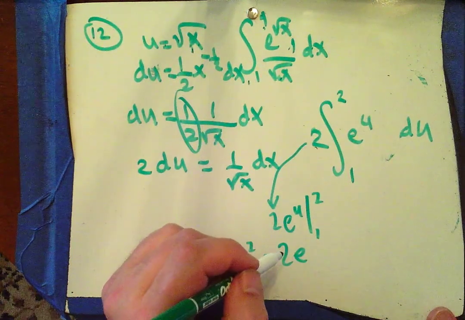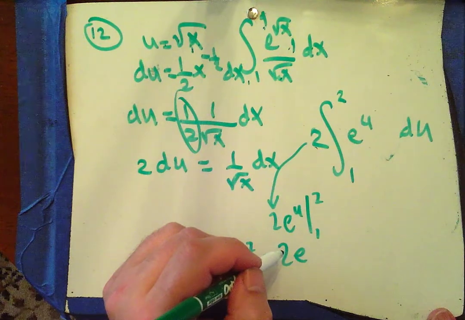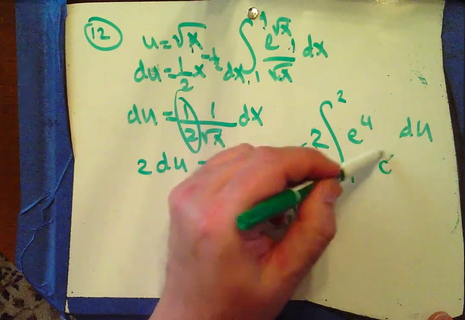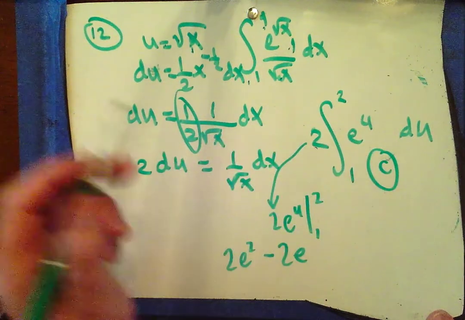And that, oh, well, I went too far. 1 to 2, 2e, 1 to 2. That's C. Choice C. Okay.